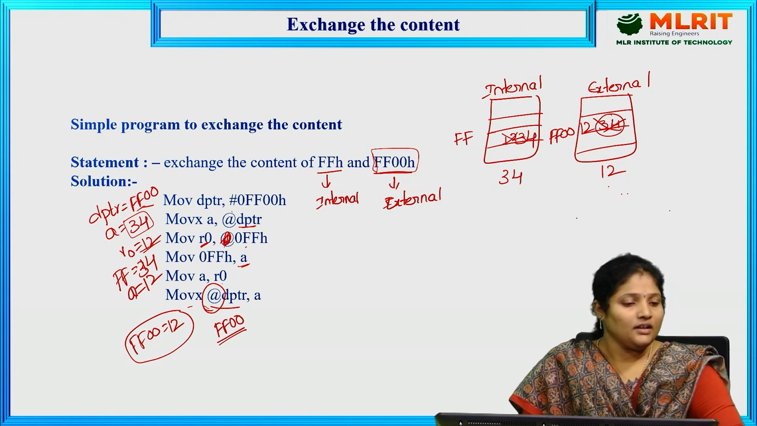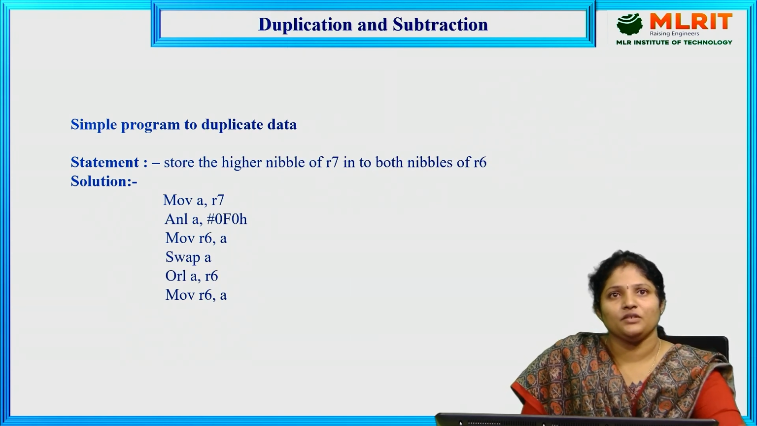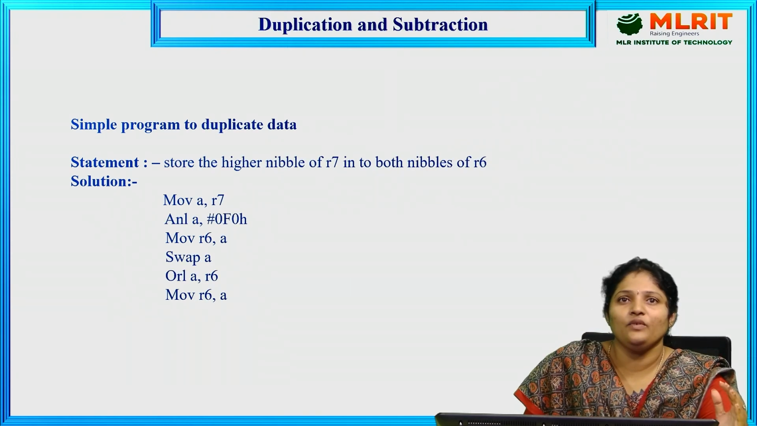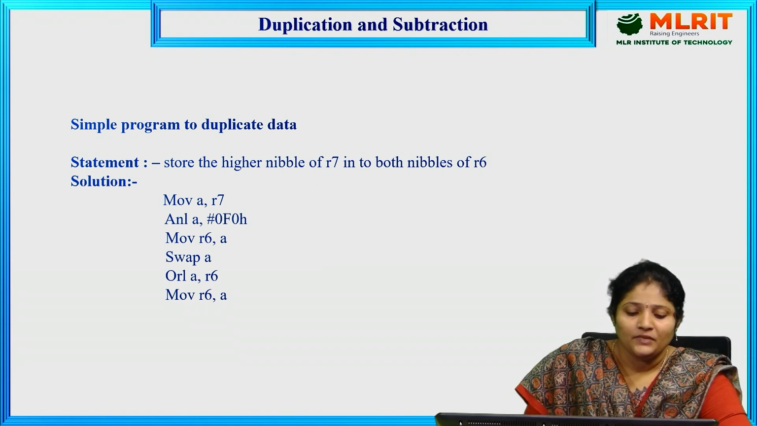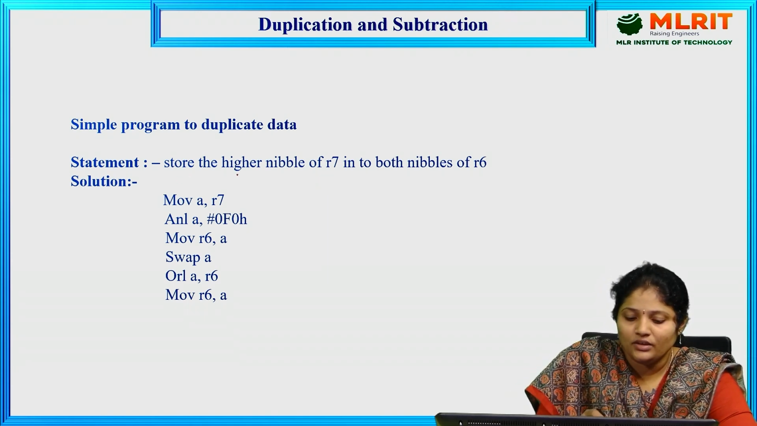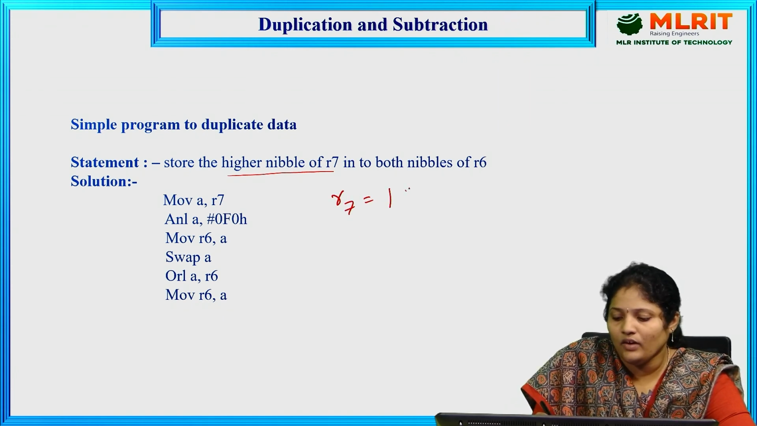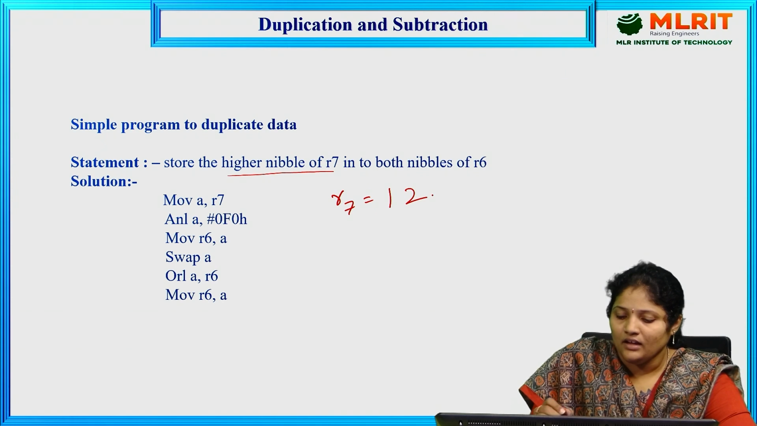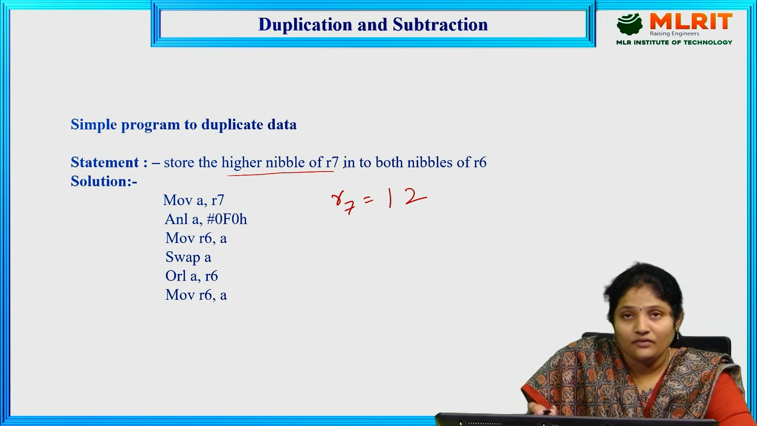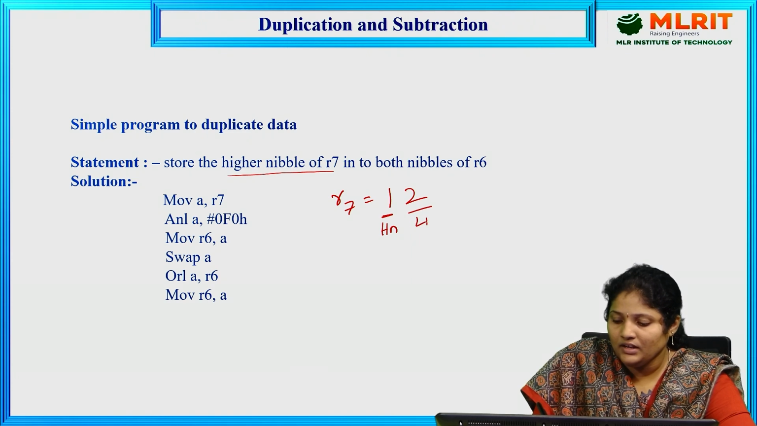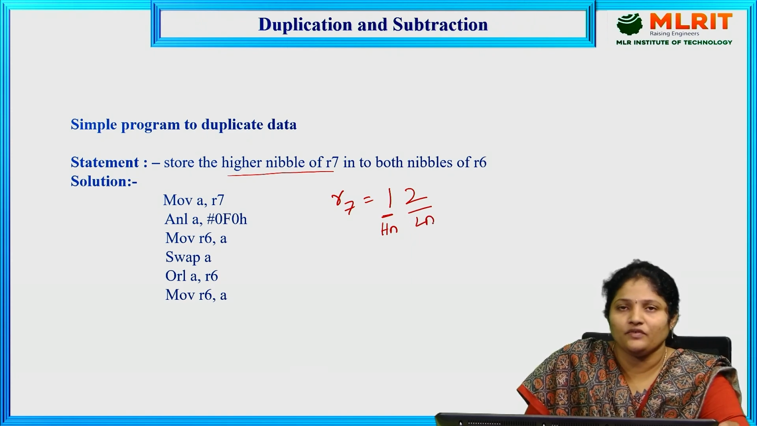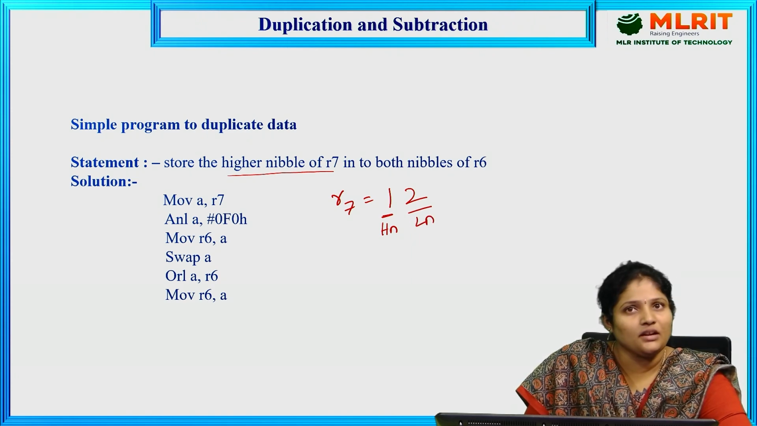Coming to the next program. Here it is the duplicate. How can we duplicate the data? The statement is that I need to store the higher nibble of R7. Let us consider that the R7 register is holding the data 1, 2. The higher nibble is this and the lower nibble is this. A nibble is nothing but 4 bits of data. These hexadecimal digits can be represented as 4 bits each.